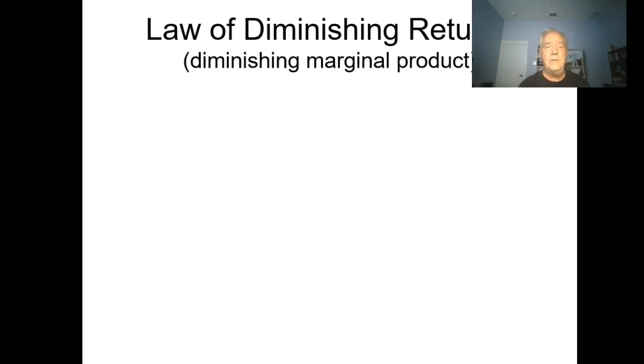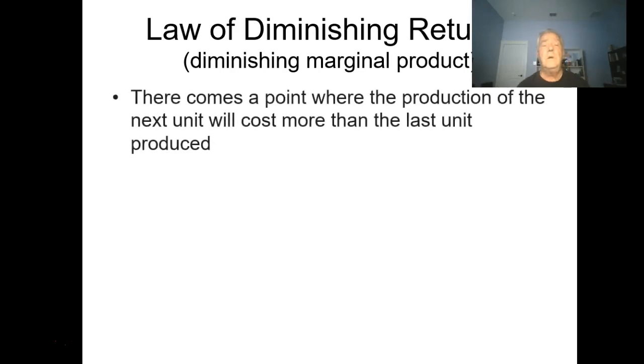That brings up the law of diminishing returns. Diminishing marginal product is another way of putting it. Comes a point in the production where the next unit of cost will cost more than the last unit produced. That's the point at which we don't want to go beyond, because we will increase our unit costs, and as a result, we will be at a disadvantage in the marketplace against our competitors. This is, again, the sweet spot, right?